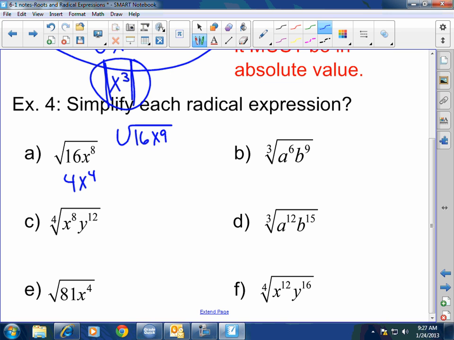Let me just, for giggles, just so you know, let's say I said x to the 9th. This would be 4 x to the 4th, but won't I have 1 x left over? That guy stays inside. See what I'm saying, guys?